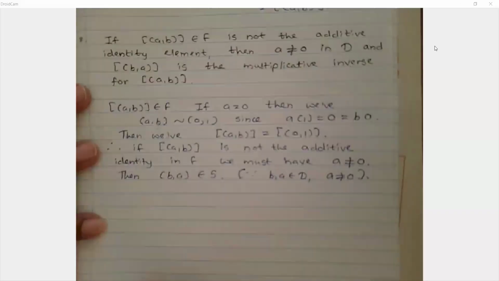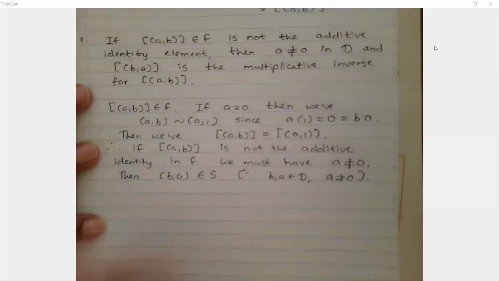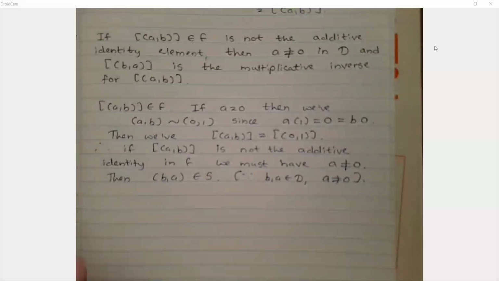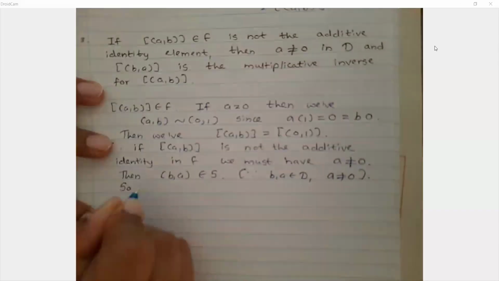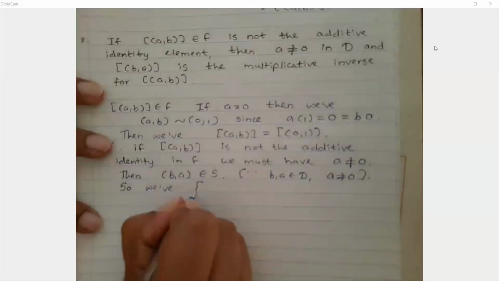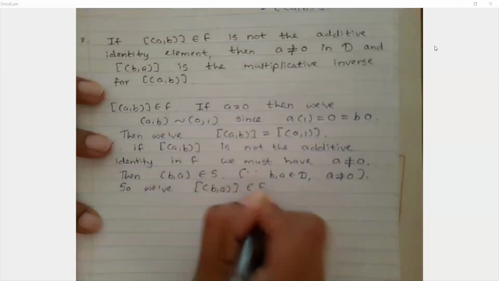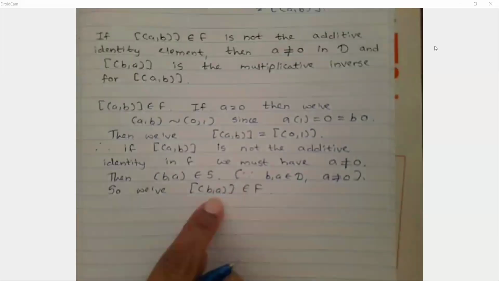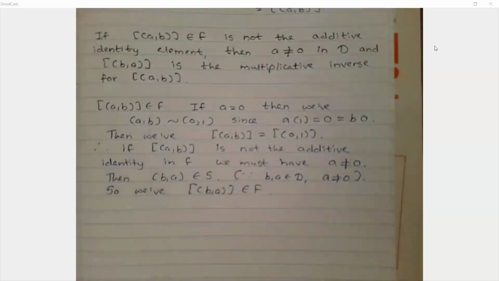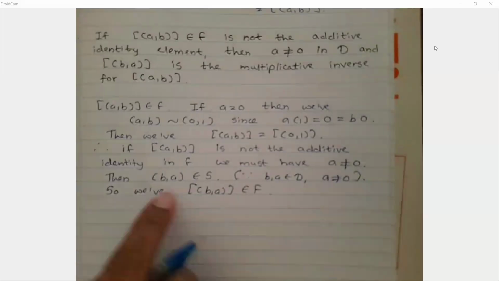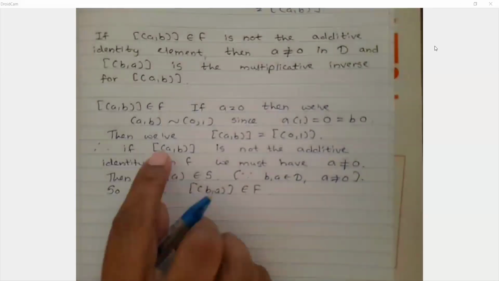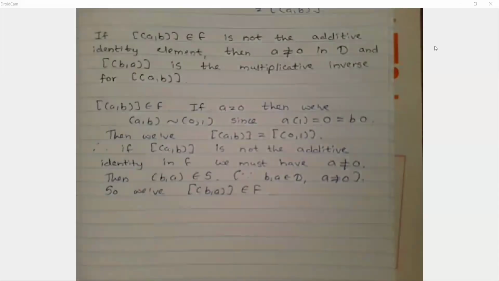If it is an element in S, it has a corresponding equivalence class, which is an element in F. Therefore, we have the equivalence class of this element to be an element in F. Now, we have to show that this is the multiplicative inverse of this element in F, which is the equivalence class of AB.